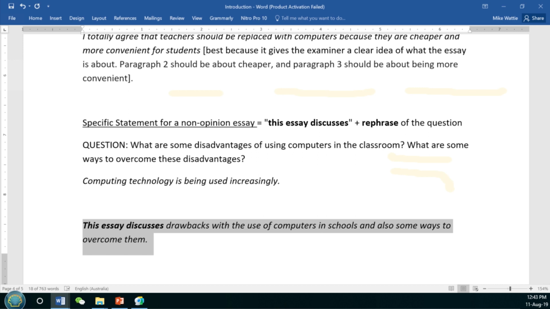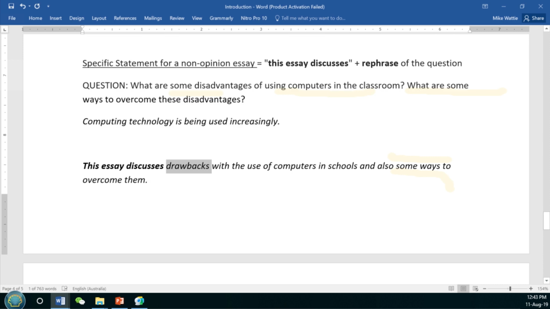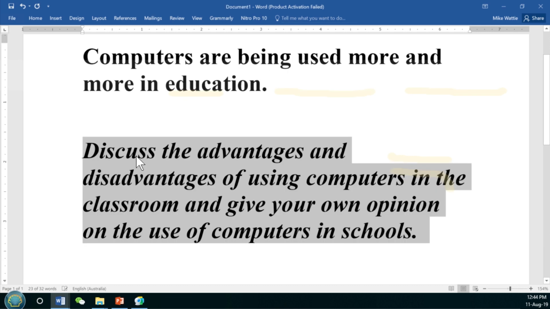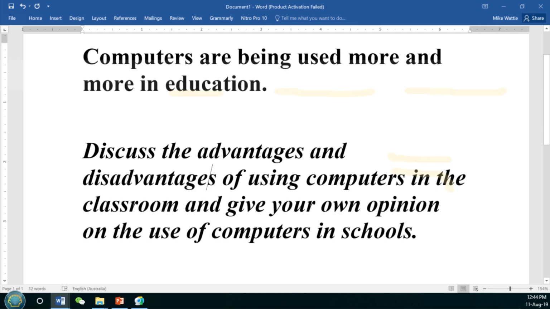Okay, so the drawbacks is the paraphrase of disadvantages and ways to overcome them. Let's change that. And so we rephrase that to solve them. So this essay discusses drawbacks with the use of computers in schools and also some ways to solve them. And then let's look now at the last type of essay, the both sides an opinion. Okay, so let's just keep the topic the same as the last one. Computers are being used more and more in education.